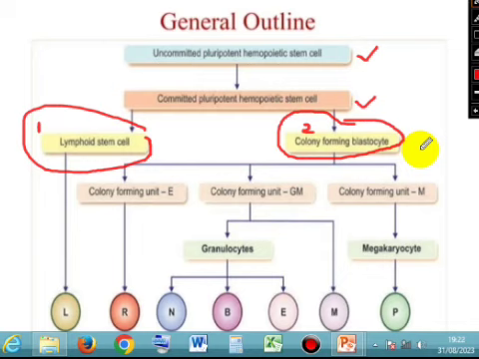The active or committed pluripotent stem cell is on the slide. The committed pluripotent stem cell differentiates into two kinds of cell. The first one is the lymphoid stem cell, and the second one is the colony-forming blastocyte.